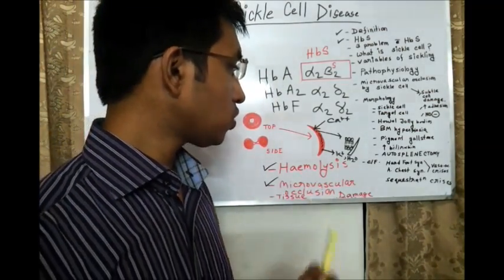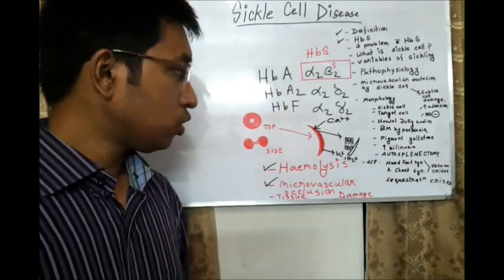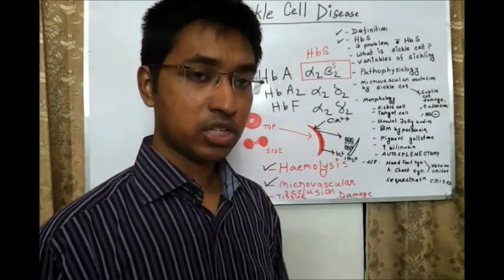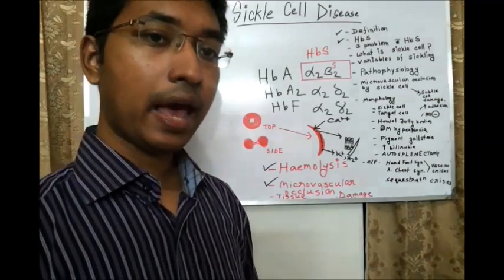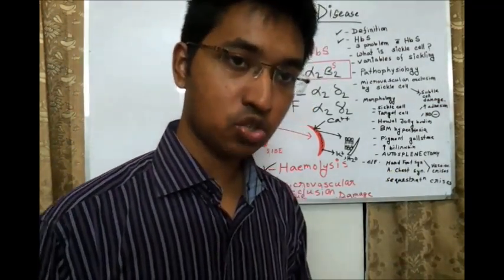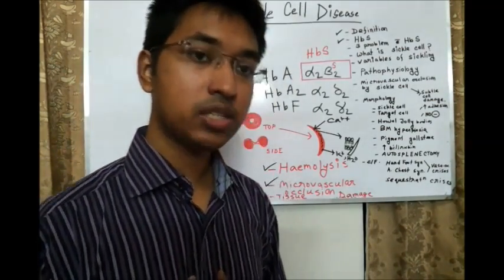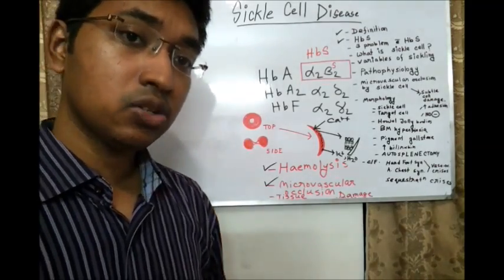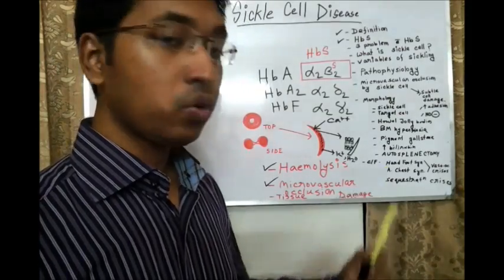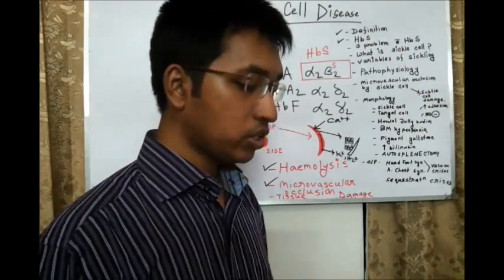Now, what will be the clinical feature if there is occlusion in the lungs, in the pulmonary circulation? You will see in your textbook a term written: acute chest syndrome. The patient will complain of chest pain. There will be dyspnea, wheezing, fever, etc. And there may also be some lung infiltrate, and those will result from these sickle cells occluding the pulmonary vasculature.